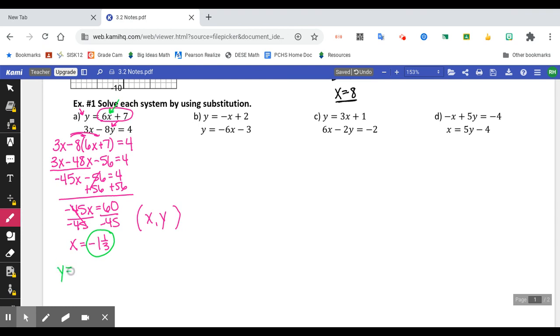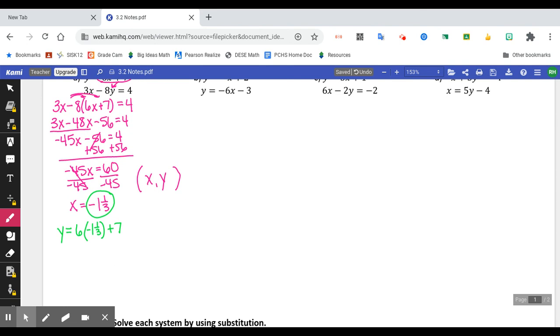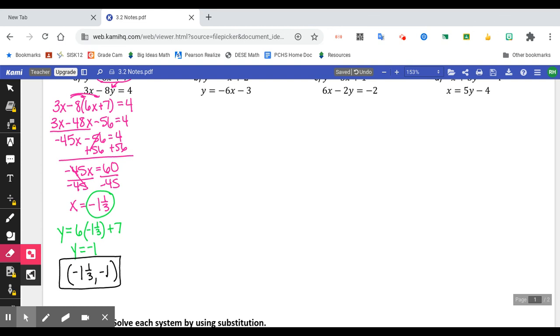So I have y equals 6. X comes out, and the value for x goes in, plus 7. When I multiply those in my calculator, I get y equals negative 1. So my official answer for my ordered pair is going to be negative 1 1/3, negative 1. If I were to graph those on an actual graph, that's where the two lines would intersect.